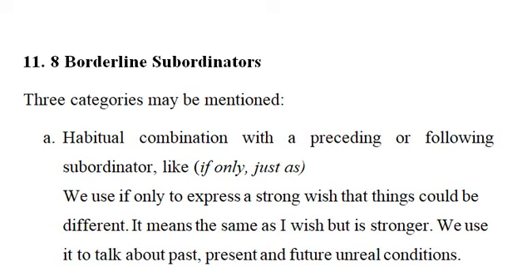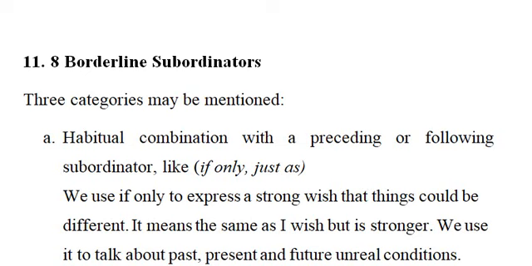This is the continuation of the indicators of subordination. Now, other indicators of subordination are the borderline indicators. Now, what is meant by borderline subordinators?